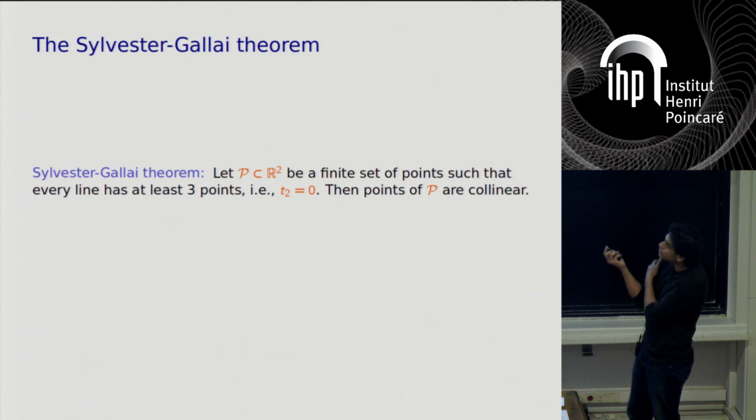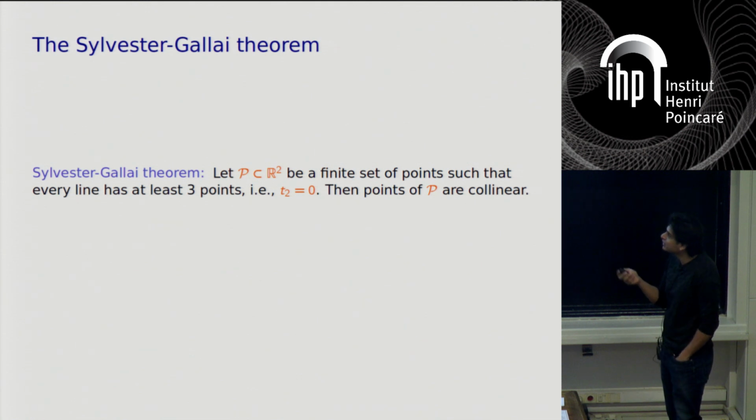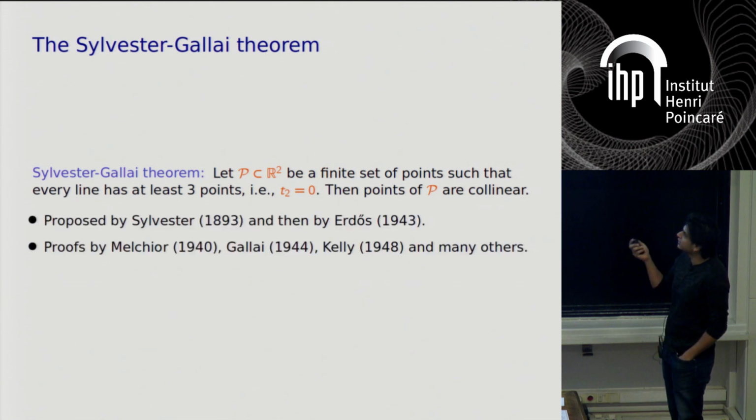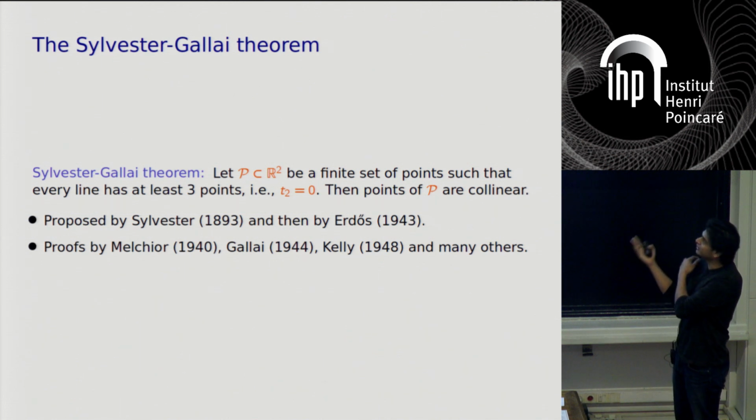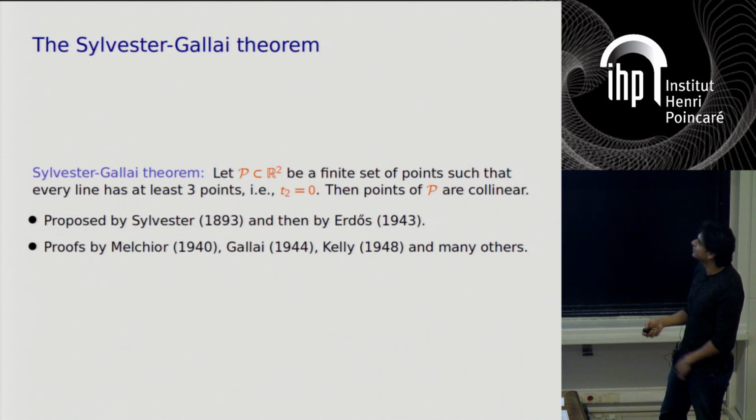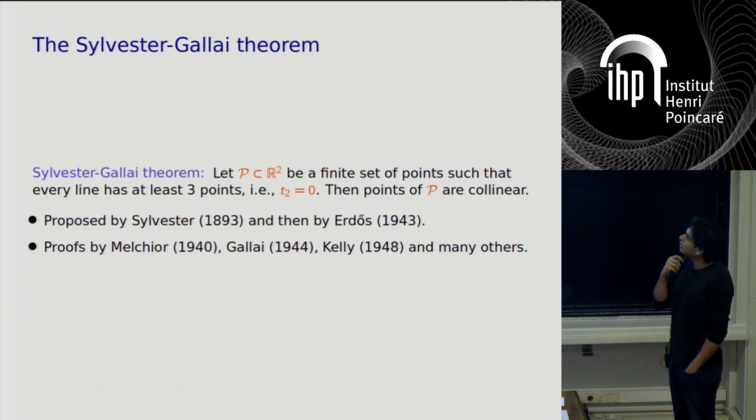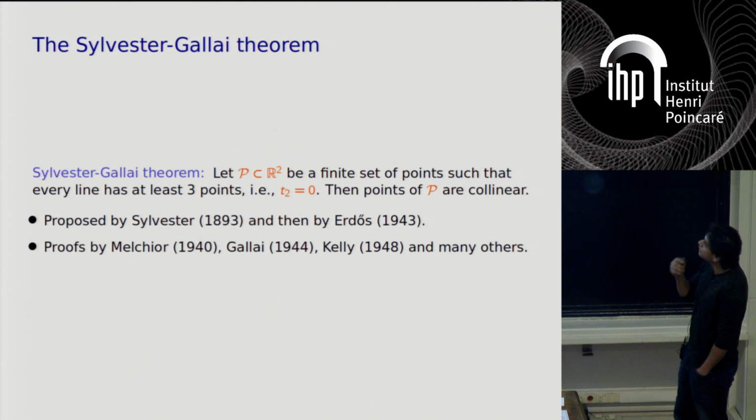So the statement was originally conjectured by Sylvester, and then later on also by Erdős. So the story is a bit confusing because Melchior proved it before Erdős conjectured it. And apparently Erdős didn't know about the result. And now we have many, many more proofs. So I'll show one proof by Kelly. It's a really nice proof, and I think people should know it.